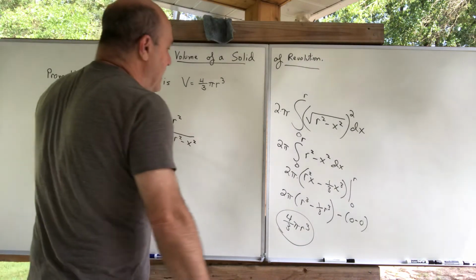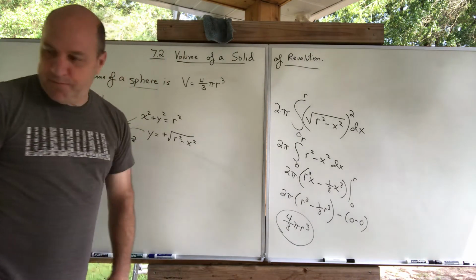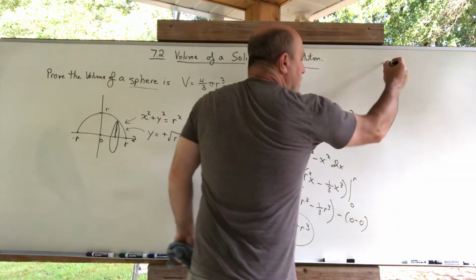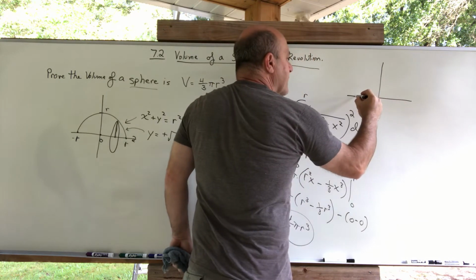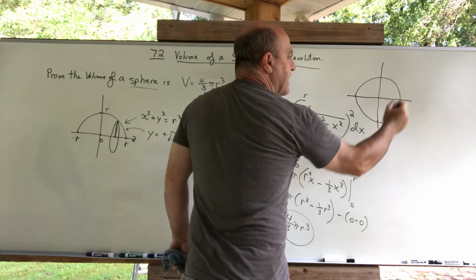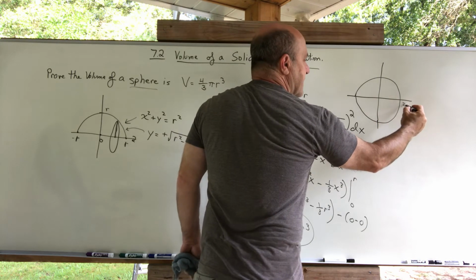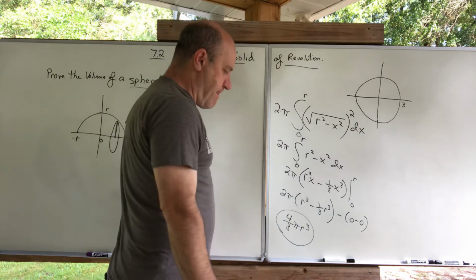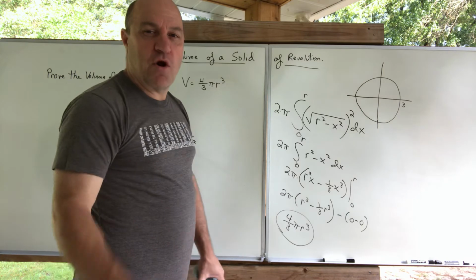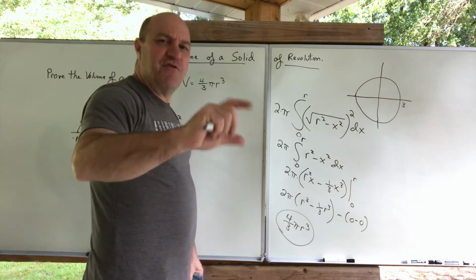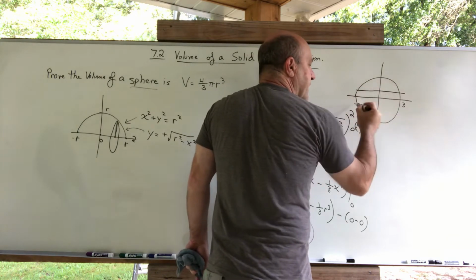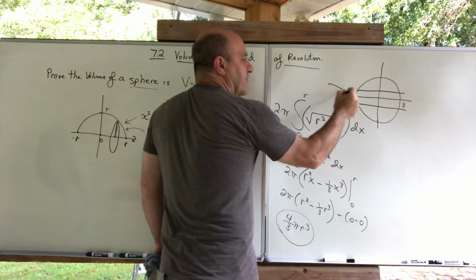I'm going to say, what if we had a sphere? Sorry, I want to do this problem. What if we had a sphere, and let's just say it had a radius of 3. And I wanted to remove 1/3 of the volume. I want to remove 1/3 of the volume by drilling a hole through the sphere. So I want to drill a hole through here and remove 1/3 of the volume.